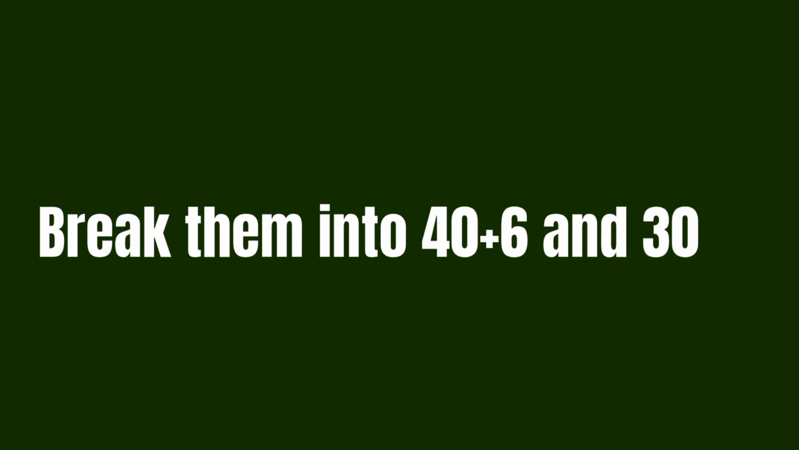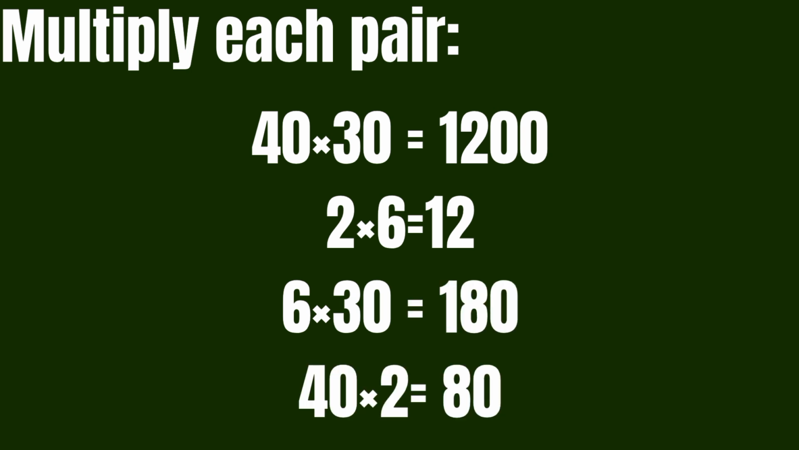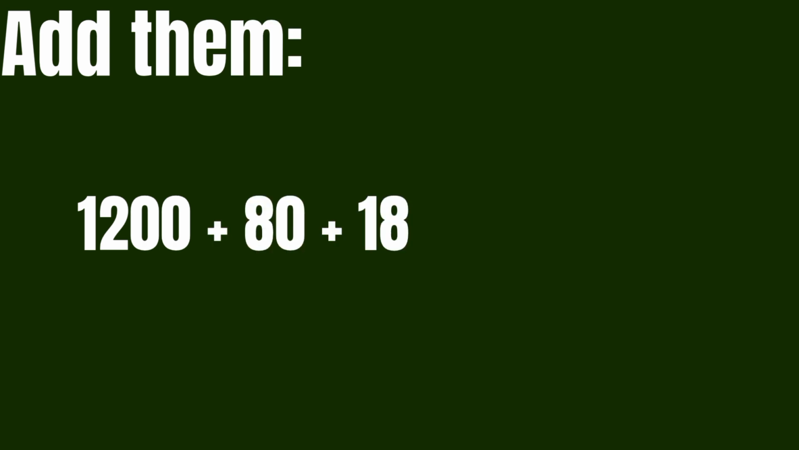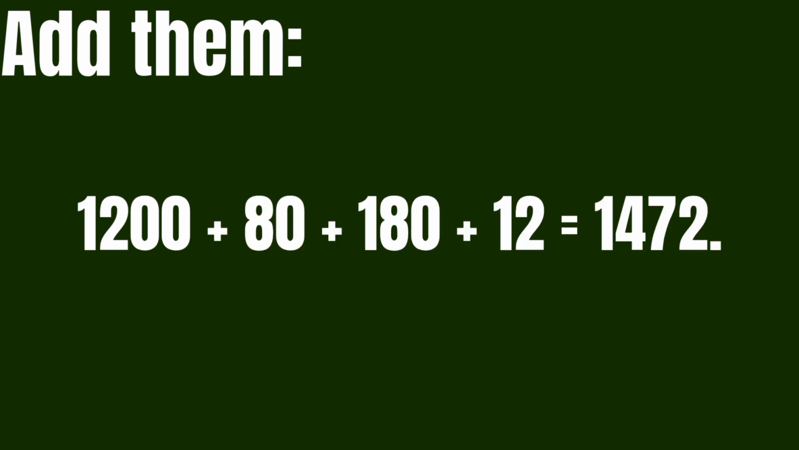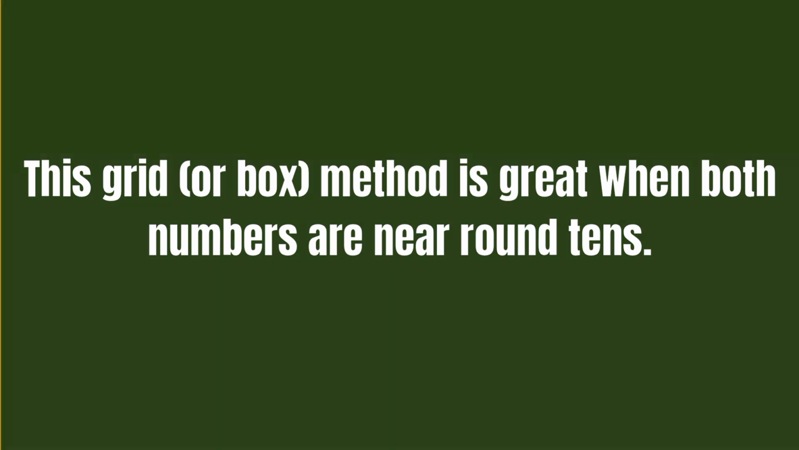Trick 2. Break both numbers. Split both numbers. Example, 46 times 32. Break them into 40 plus 6 and 30 plus 2. Multiply each pair. 40 times 30 equals 1,200. 2 times 6 equals 12. 6 times 30 equals 180. 40 times 2 equals 80. Add them: 1200 plus 80 plus 180 plus 12 equals 1472. This grid or box method is great when both numbers are near round tens.